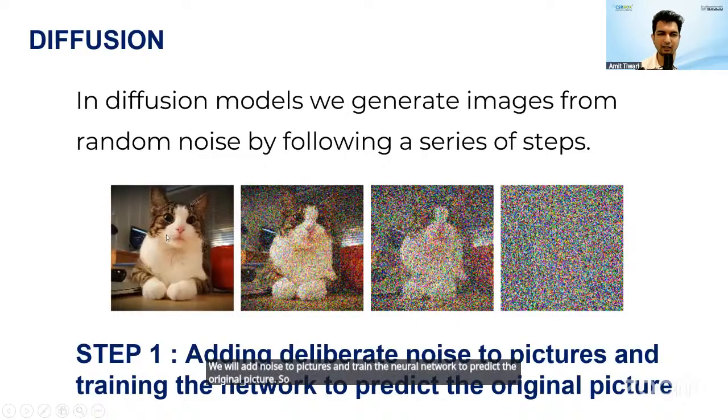So I say, okay, this is my original picture. I add some noise to this picture. And from this noisy picture, I ask the neural network to predict the right picture. I say, from this noisy picture, construct the original picture, and in this way, it will learn what the original picture was about.